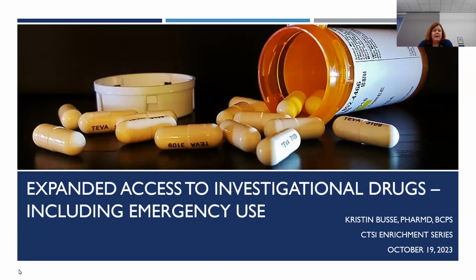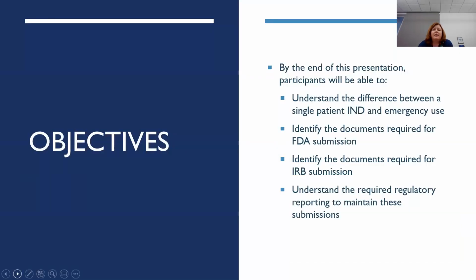So if I can navigate the slides here. There we go. So objectives today. Basic principles related to expanded access and understanding the difference between a single patient IND versus an emergency use IND. Going to take a look at what documents are required both for the FDA and for our internal IRB. And then what else is important after you've obtained that IND and start treating that patient? What are the regulatory requirements to maintain those submissions?